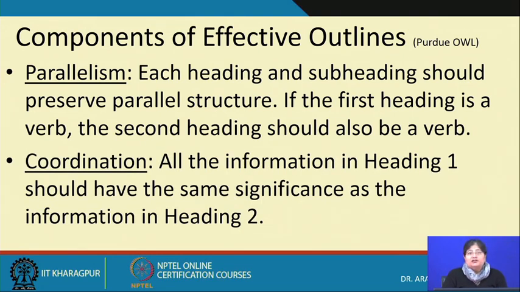The next component is coordination. All the information in heading 1 should have the same significance as the information in heading 2. So, outlines consist of these broad headings or broad classifications of ideas. Now, we must classify the ideas in such a way that the different headings have the same significance, the different subheadings have the same significance, and so on.